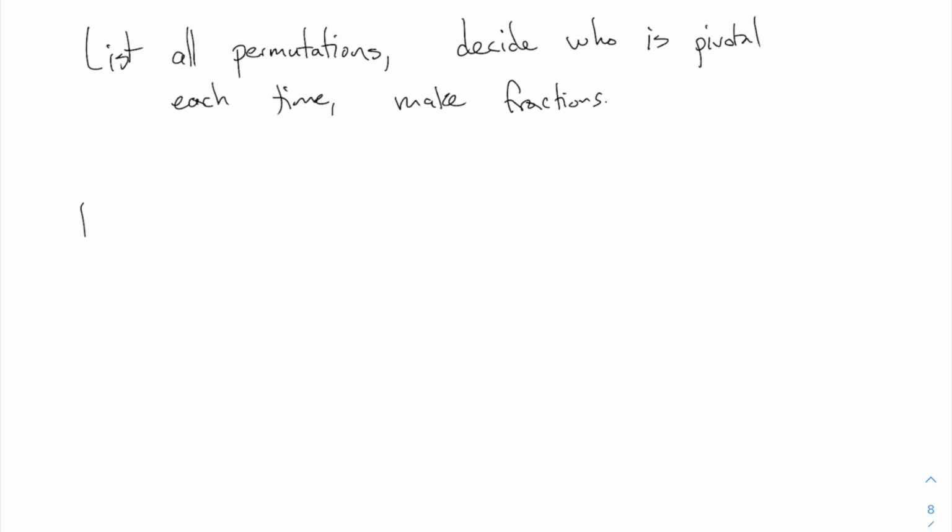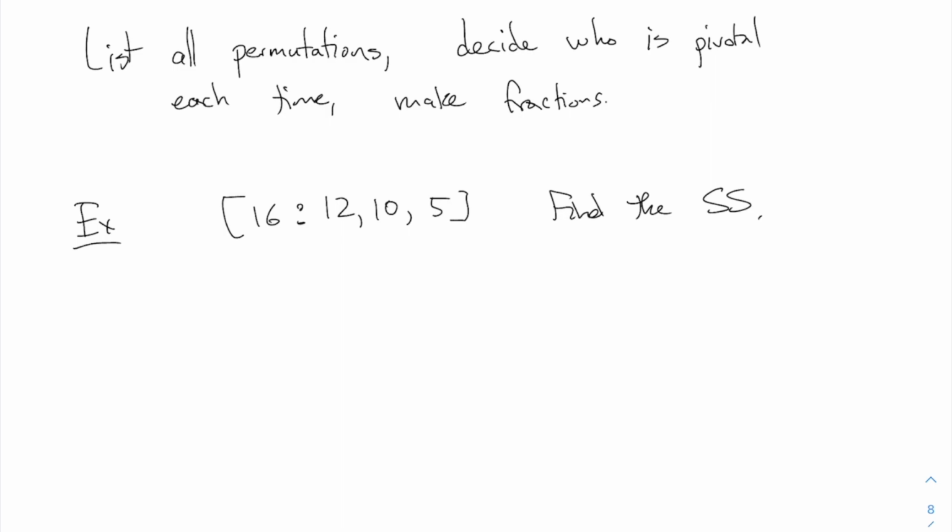So let's do, here's an example, 16, 12, 10, and 5. And your job, find the Shapley-Shubik. All right, this would be a typical homework or test question. Find the Shapley-Shubik of this weighted voting system.